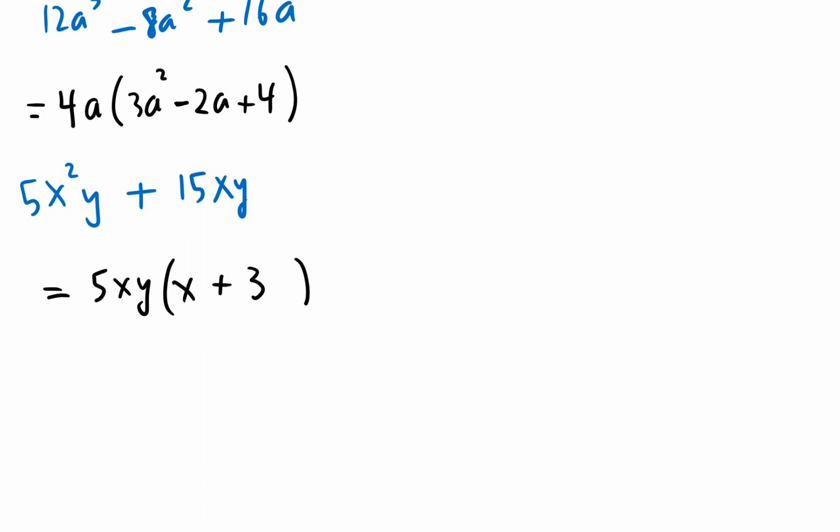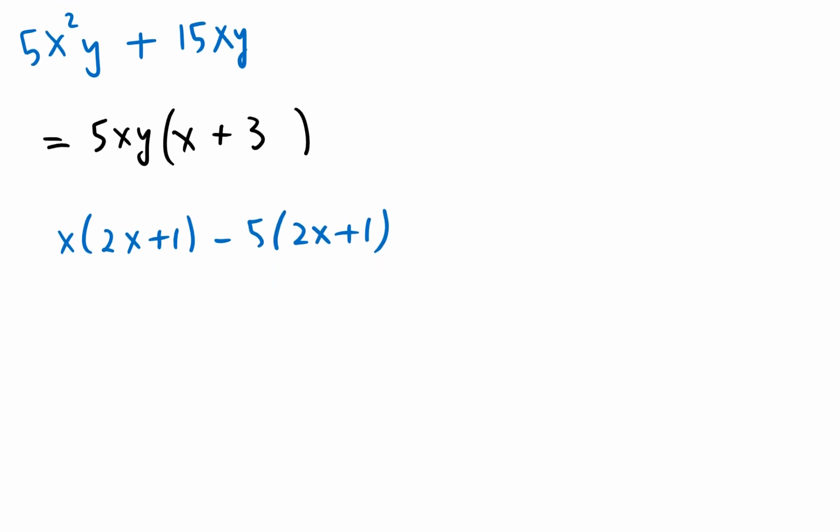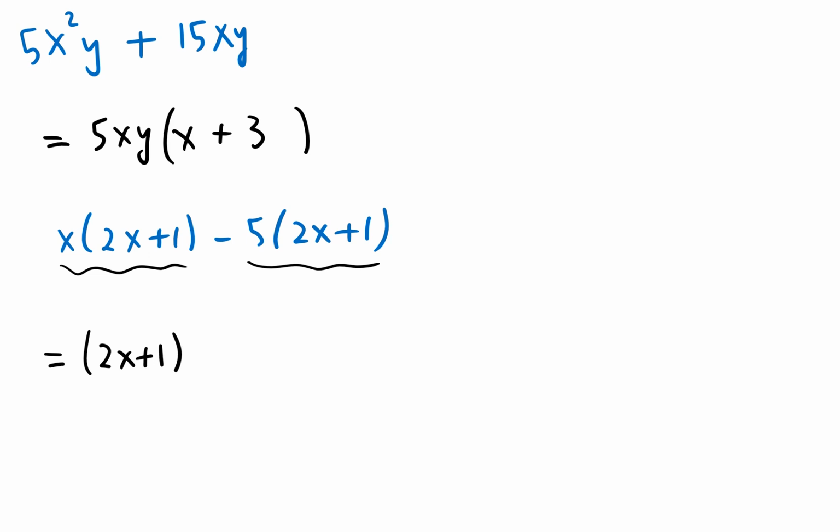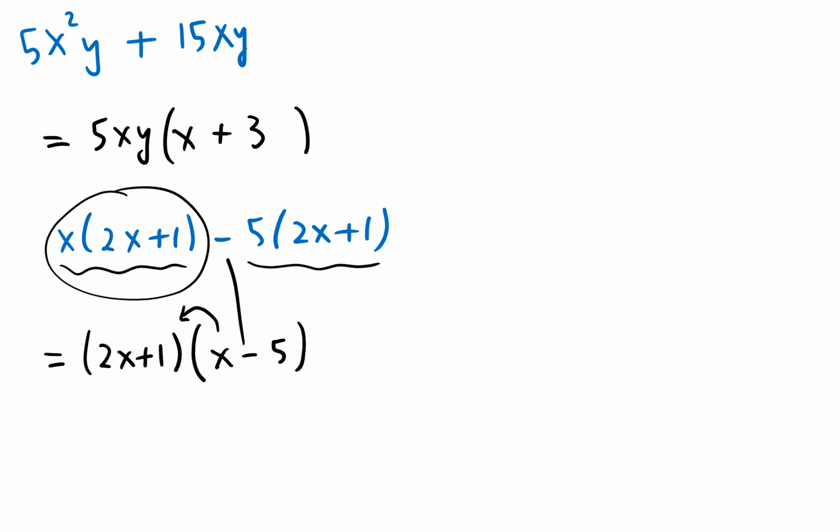It can come in a different way. Let's say x times 2x plus 1 minus 5 times 2x plus 1. So we look at the terms here, this term and this term. I see 2x plus 1 as a common factor, and if you cover the 2x plus 1 in both of them, you will only be able to see x minus 5. So think about if you want to go backwards, you multiply x by the whole thing, you get the first one, minus 5 times the whole thing, you get the next one.